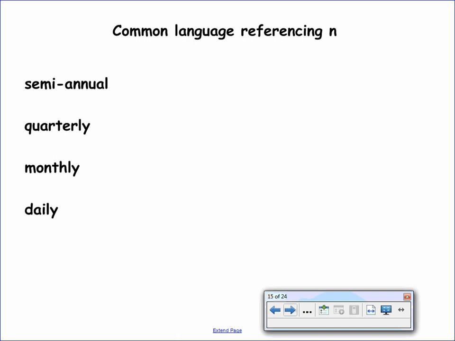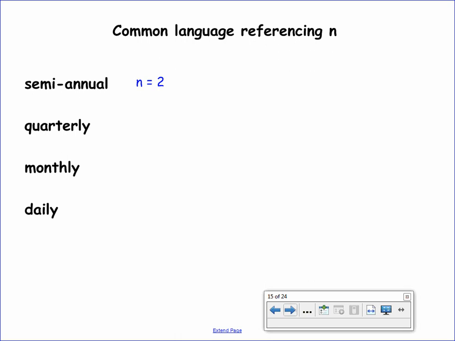So if we compound interest semi-annually, right? Semi means half, like a semicircle. Semi-annually would be compounding interest every half of a year. So how many times would interest be compounded in one full year? Twice. And so semi-annual compounding would be twice a year.